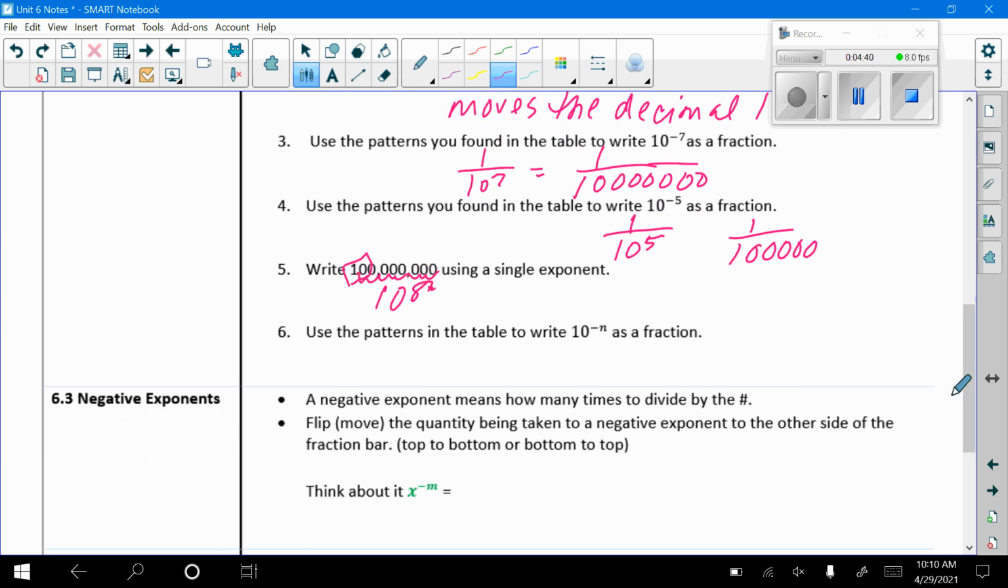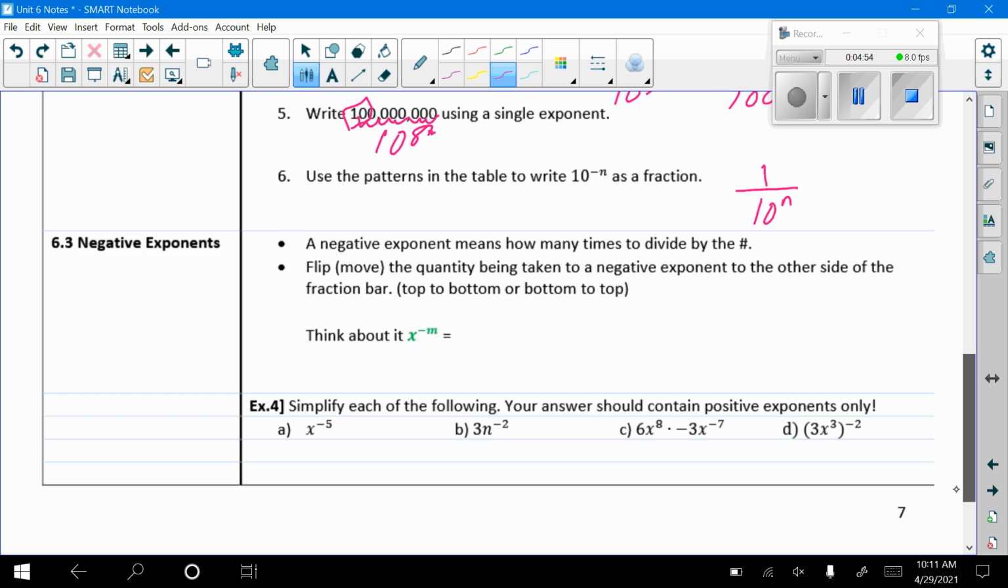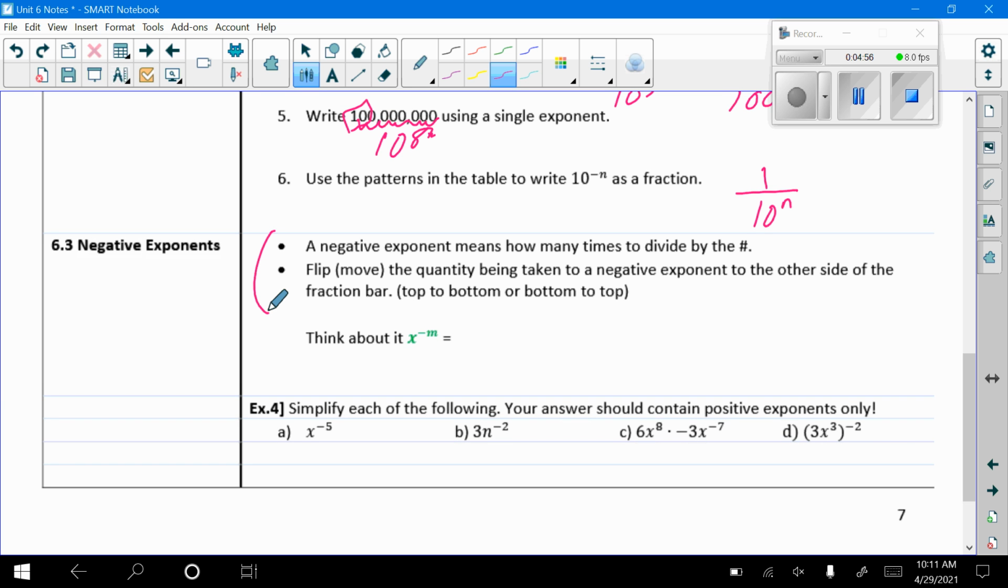So now, using that same pattern, I've got 10 to the negative n. So that we know the negative means it goes to the bottom, so it's going to be 1 over 10, and then it becomes a positive exponent, so it's to the nth power. So here are some little rules to get us there, but let's think about this.